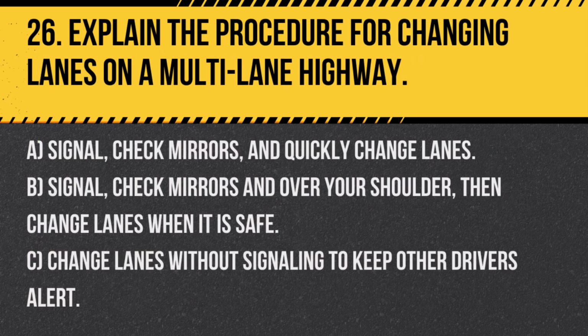Question 26. Explain the procedure for changing lanes on a multi-lane highway. A. Signal, check mirrors, and quickly change lanes. B. Signal, check mirrors and over your shoulder, then change lanes when it is safe. C. Change lanes without signaling to keep other drivers alert. Answer: B. Signal, check mirrors and over your shoulder, then change lanes when it is safe. This method ensures maximum safety and awareness for all road users.